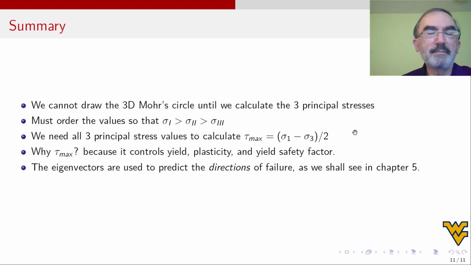It's very important. Now, as a corollary, the eigenvectors can be used to predict the direction of failure. We shall see in chapter 5. Sometimes it's interesting or needed to know which will be the direction of failure. If it fails, in which direction it will fail. And the eigenvectors, which are these little vectors from which we can get the angle, will help us with that.